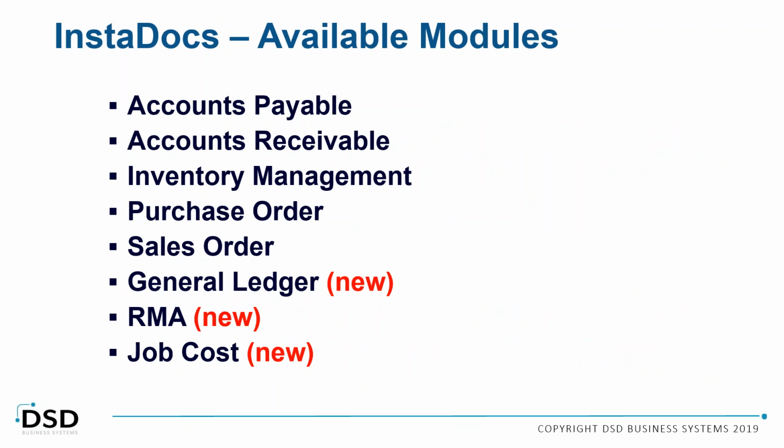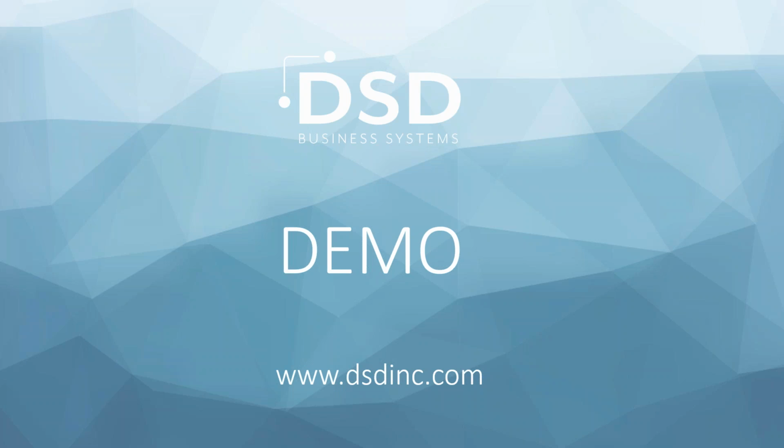The available modules that Instadocs has: accounts payable, accounts receivable, inventory management, purchase order, sales order, general ledger, RMA, and job costs. Please note that the last 3 are newer. And then lastly, we will be jumping into a product demonstration.